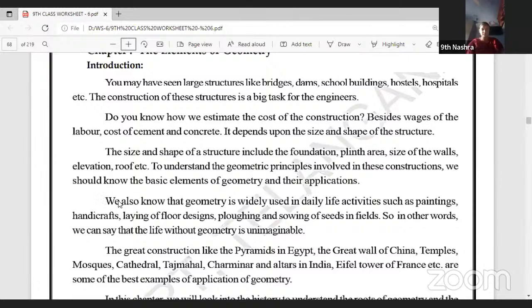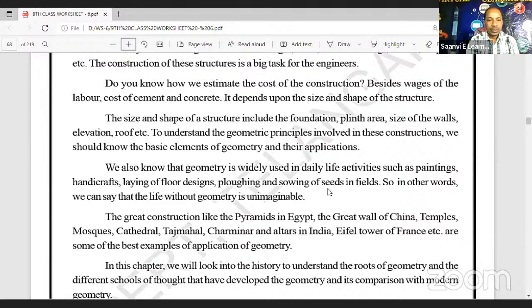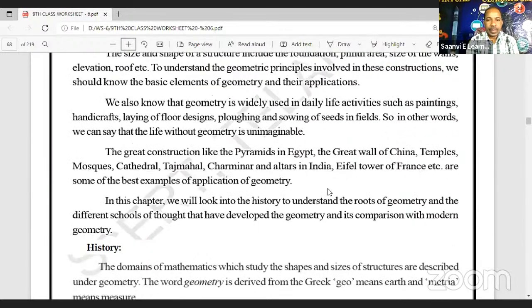Okay, continue. We also know that geometry is widely used in daily life activities such as paintings, handicrafts, laying floor designs, plowing, and sowing seeds in fields. So, in other words, we can say that life without geometry is unimaginable. Very good. So, next paragraph.